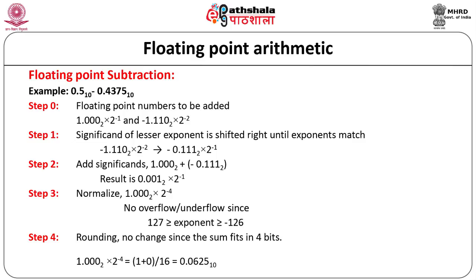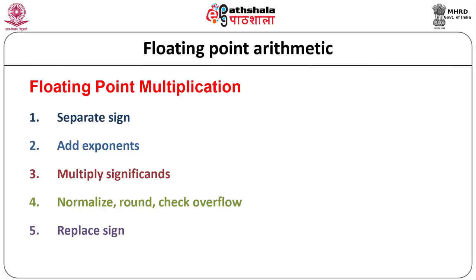Let us discuss floating point subtraction. Step number 0, first, the numbers are given. Step 1, the significand of the lesser exponent is shifted right until the exponents match. Step number 2, add significands. Step number 3, normalize the numbers and check for any overflow or underflow, and step number 4, carry out the rounding.